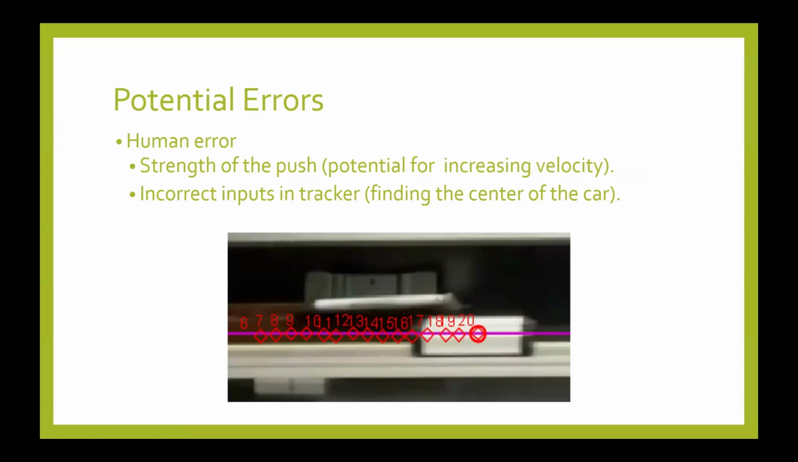Now, in terms of potential errors, I have been talking about before, but there is human error, which means I could have had more strength in my push, which could potentially lead to increasing velocity rather than constant. And of course, there's the option of incorrect input into the tracker because I had to find the center of the car every single input. As you can see here, they're not all perfectly on the line.